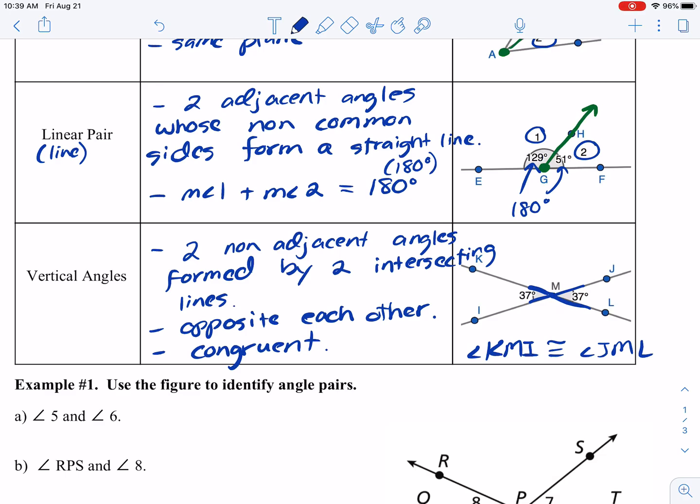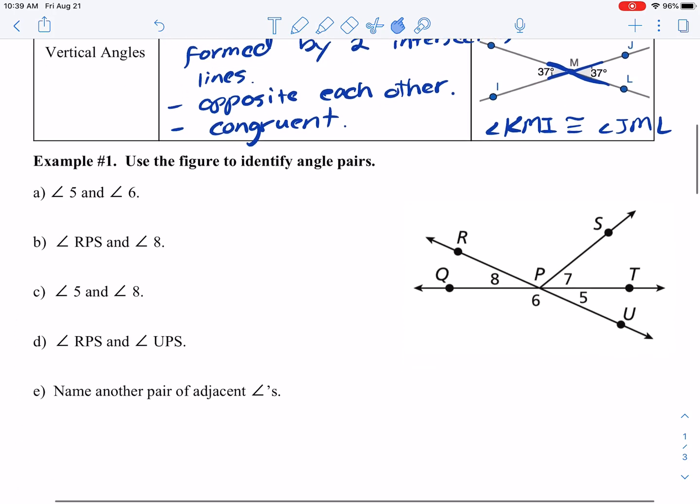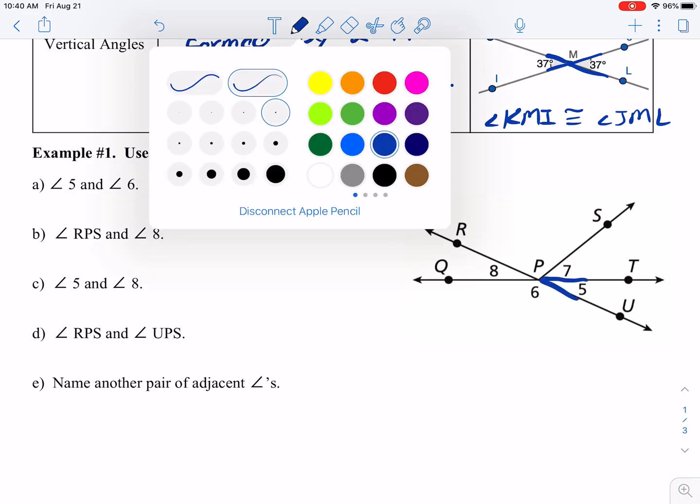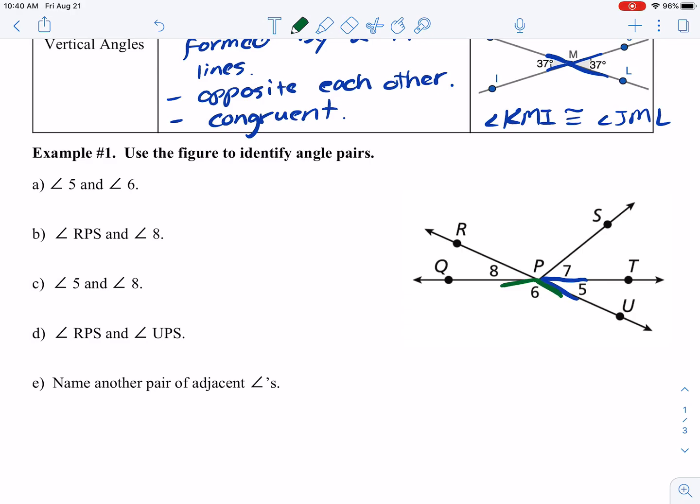Okay, let's identify some angle pairs from this figure. There's multiple angles here. Remember, you can name an angle by using the number inside, or you can name the angle by using a point on each ray and the vertex in the middle. So let's do the first two together, and we'll let you finish up with C, D, and E on your own. For A, angle 5 and angle 6. They're definitely adjacent. They're sharing a side, and they're forming a straight line. So we would classify these as a linear pair.